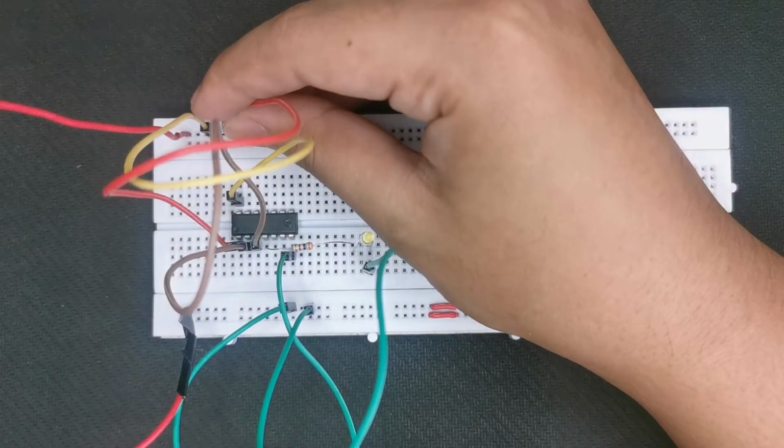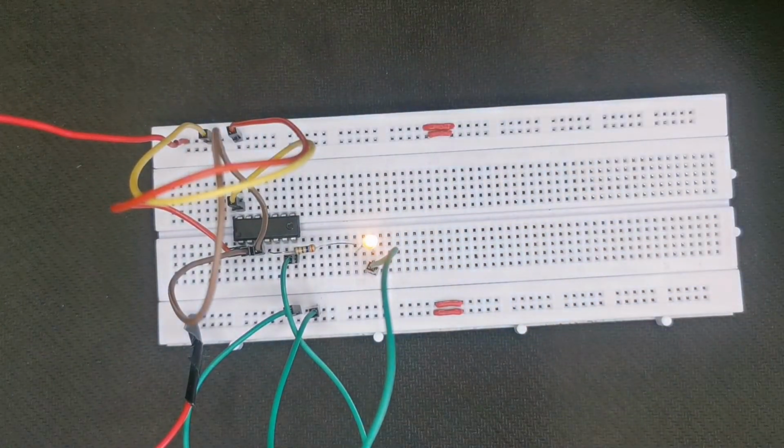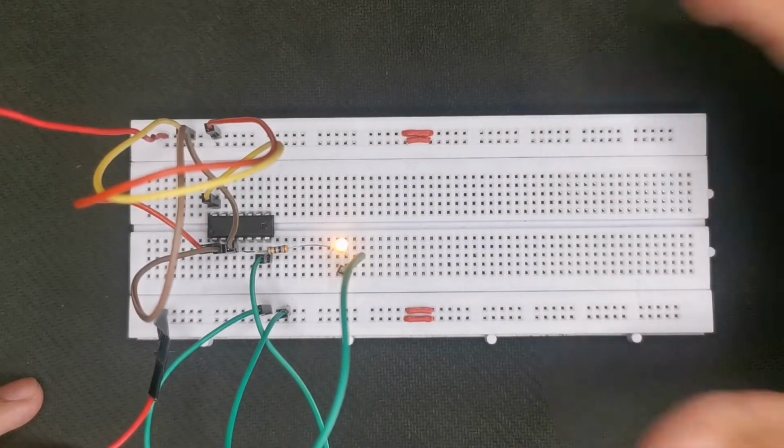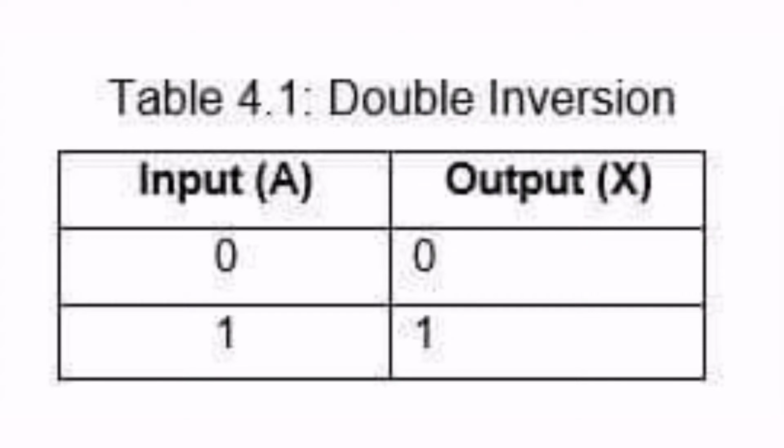In the double inversion circuit, input logic is equal to the output logic. As seen in the table, if the input is 0, the output will be 0, and if the input is 1, the output will also be 1. If you invert a logic two times, it will be equal to the original logic. This shows a Boolean equation of x equals a.